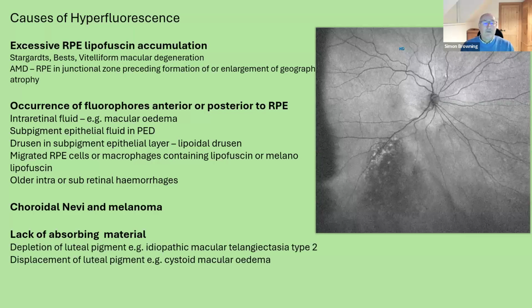You get other absorbing material. So when you look in the center here, you'll often find it looks darker in the center. This is the luteal pigment. Now, if the luteal pigment is missing, you will see hyperfluorescence in an area like that.